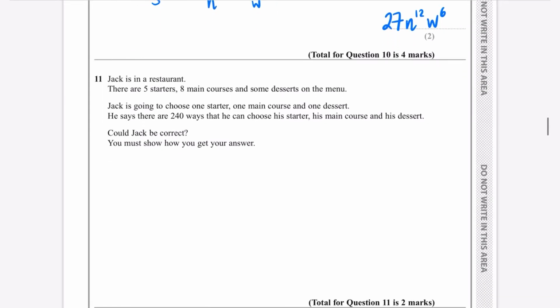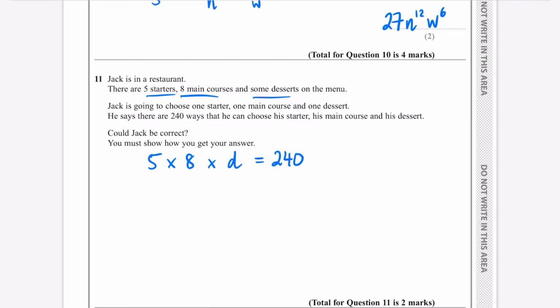Okay, Jack is in a restaurant. There are 5 starters, 8 mains, and some desserts on the menu. He's going to choose 1 starter, 1 main course, and 1 dessert. He says there are 240 ways he can choose his starter, his main, and his dessert. Could he be correct? So the way you do this is you would normally take the number of starters, the number of main courses, and the number of desserts. You would multiply them together, and that would tell you how many options there are. So starters, mains, desserts. I've used the letter D because we don't know how many desserts. And Jack thinks there are 240.